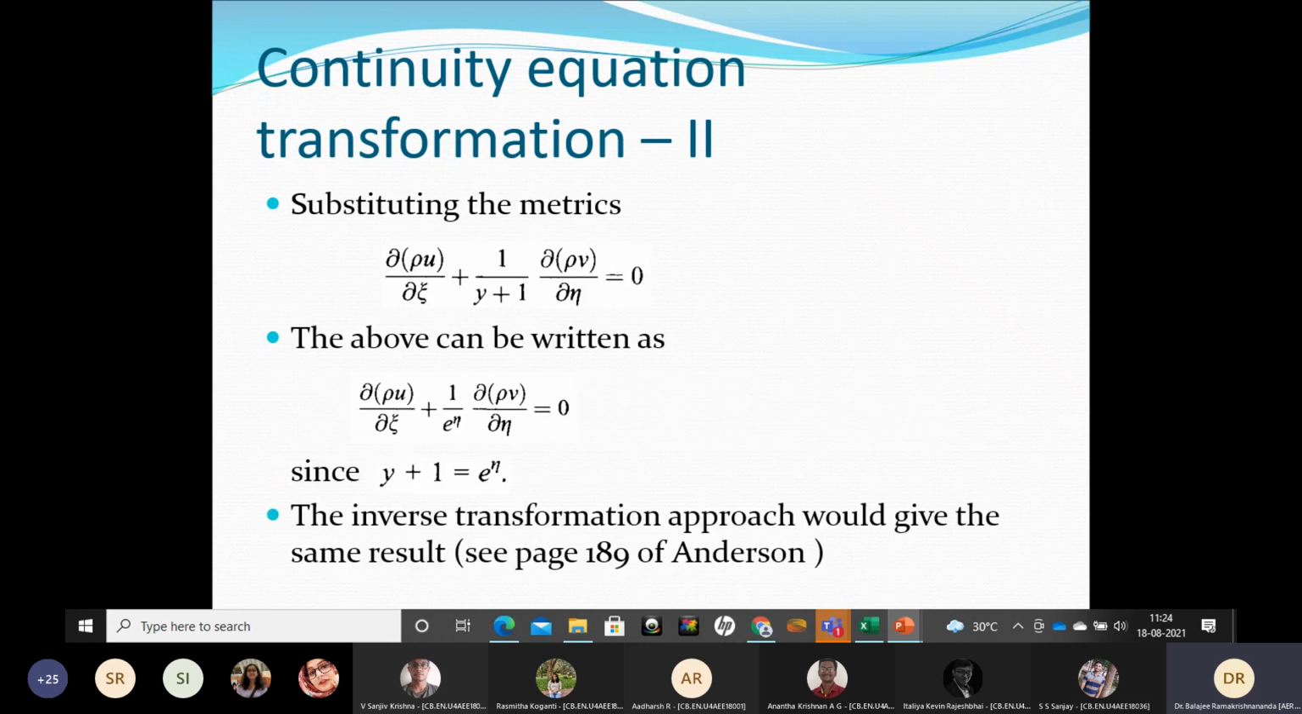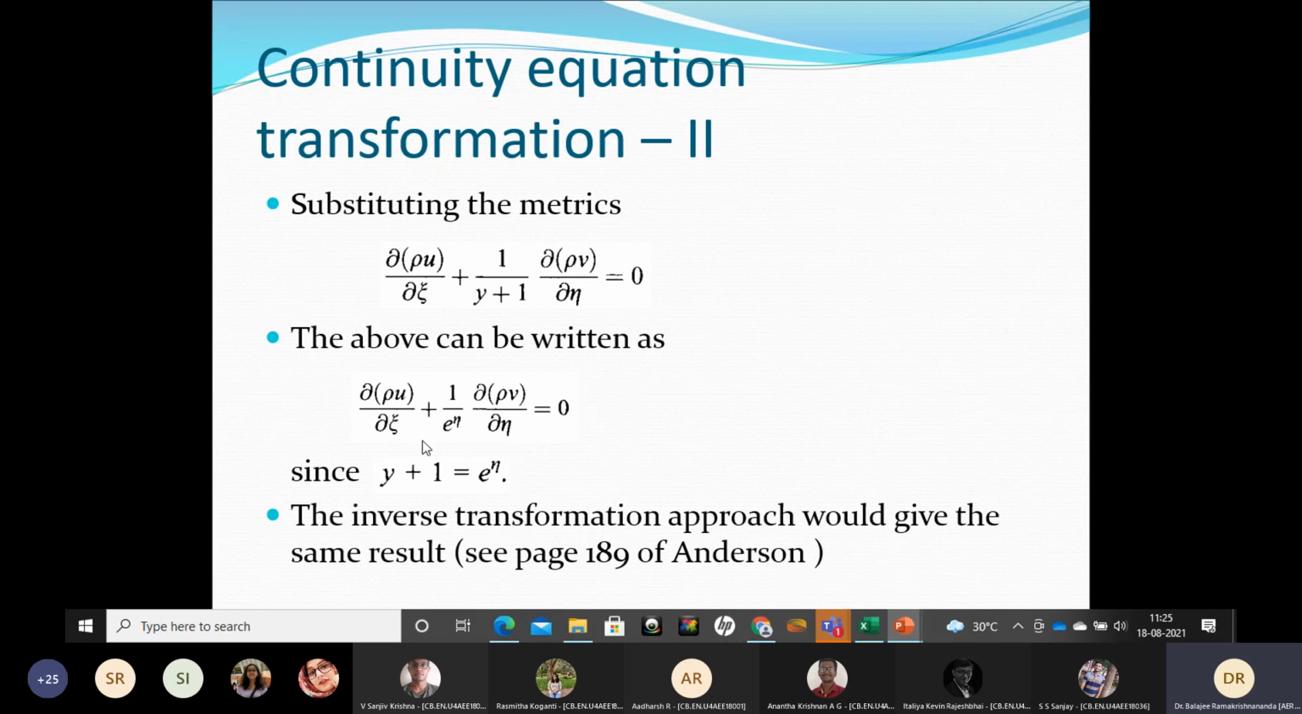So for this simple clustering, you get the equation as dou rho u by dou z plus 1 by y plus 1 into dou rho v by dou eta is 0. Now y plus 1 is also in the physical domain. Instead of y, we want it in terms of z and eta. So using eta is ln of y plus 1, y plus 1 is e power eta. So we substitute e power eta here.